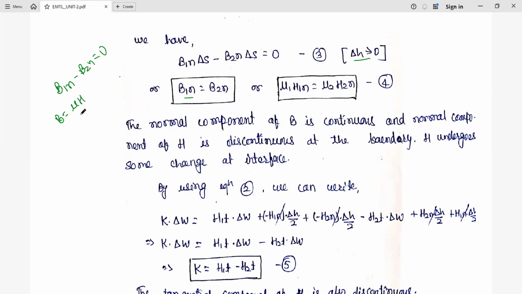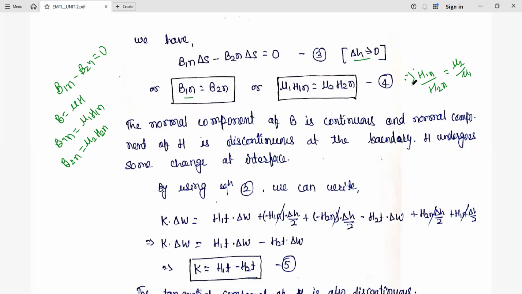It is the product of permeability and field intensity. On the basis of that, B1n can be written as mu1 H1n, and B2n is written as mu2 H2n. So finally we are going to equate these, and we can rearrange this also. We'll have H1n divided by H2n equal to mu2 by mu1.